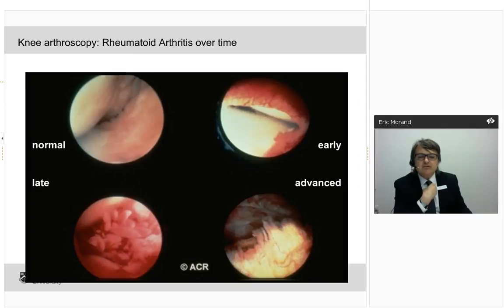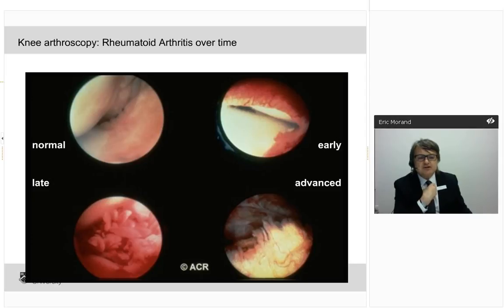Now, if you look into a knee joint of a rheumatoid arthritis patient over time, this is the cartilage of a normal joint, with a normal amount of blood flow here in the synovial tissue. Over time in rheumatoid arthritis, this tissue here becomes inflamed. You can see that first with this extreme redness shown here in this early arthritic joint.